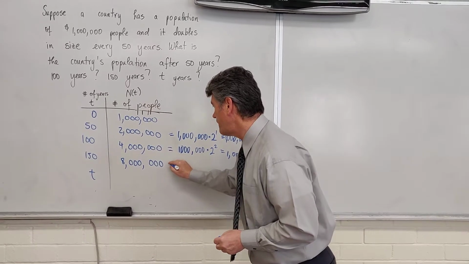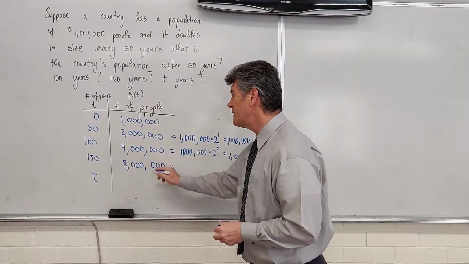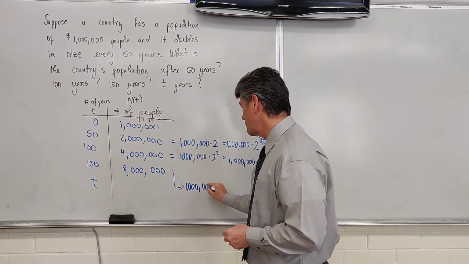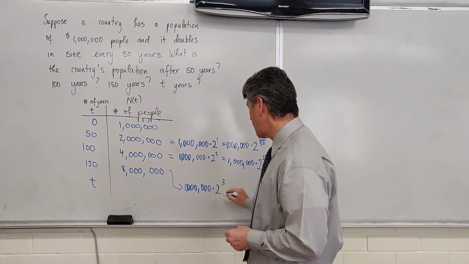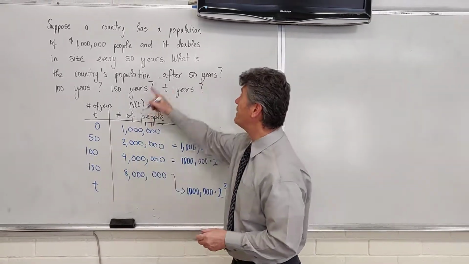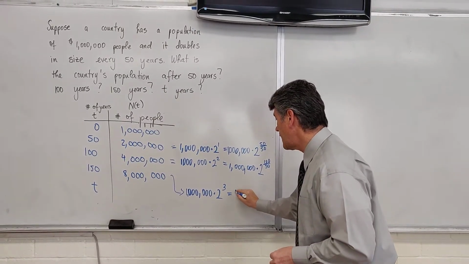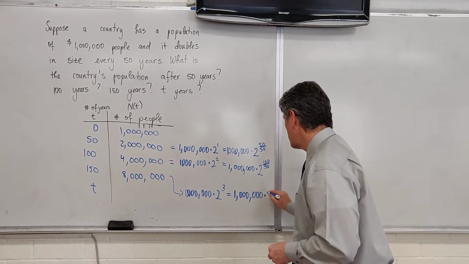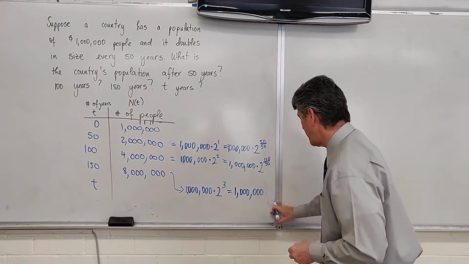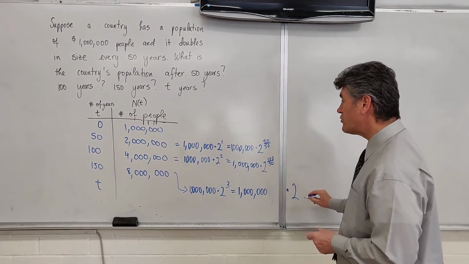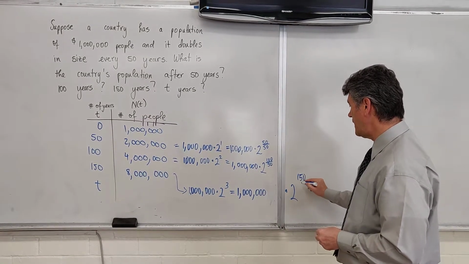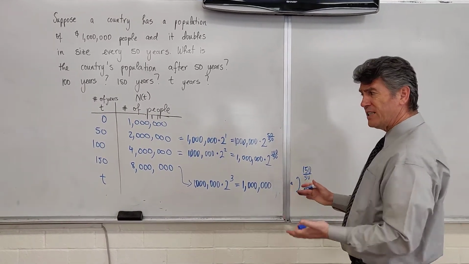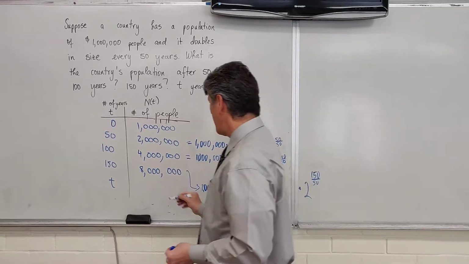Let's take a look at 150. So 8 is 2 raised to the third power, so this is 1 million times 2 raised to the third. And then using the number 150 and the number 50, this is the same as 1 million times 2 raised to the power of 150 divided by 50. So now we see a pattern and are ready to answer the last question.